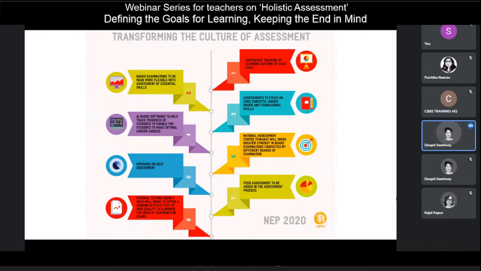You are looking at now Parak, which will be bringing greater synergy in the board examinations. We are looking at self-assessment. I spoke about this before, self-assessment and peer assessment, and that is next, the peer assessment. And of course, the NTA, the National Testing Agency, which will work to offer different aptitude tests for the students.